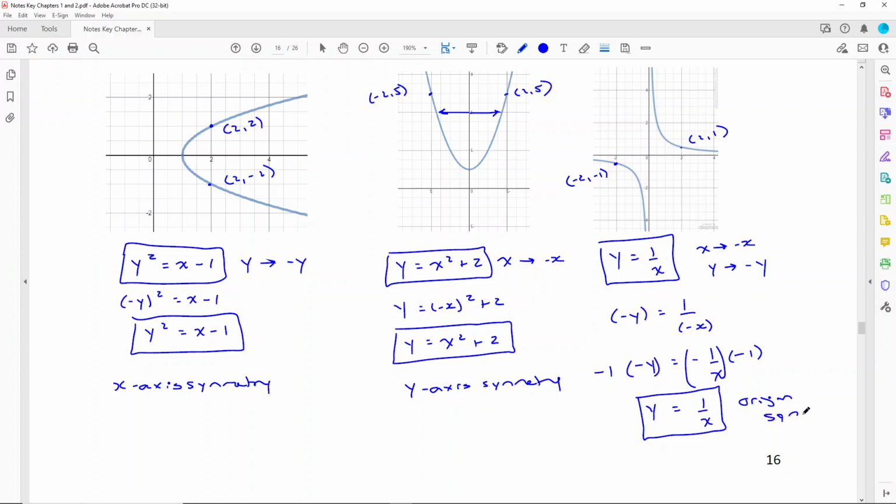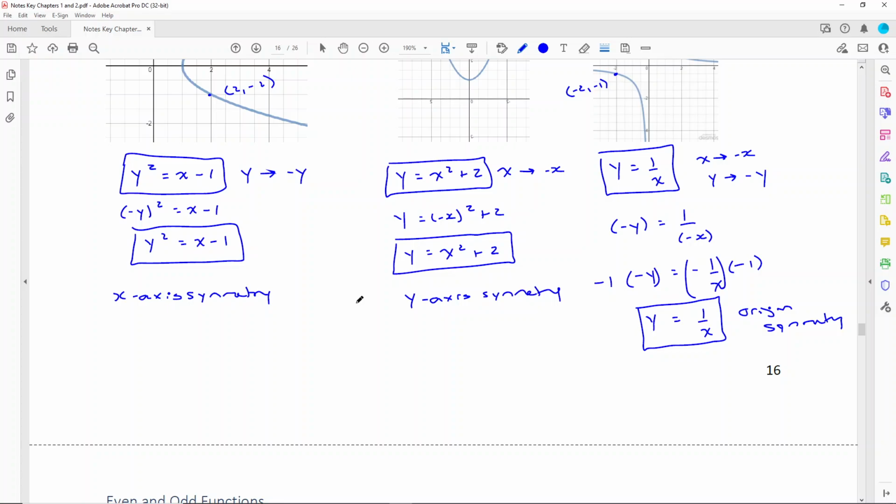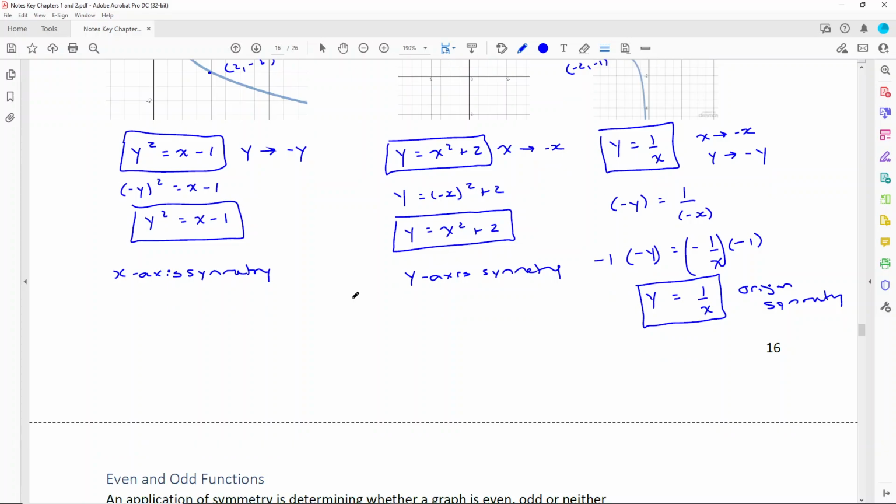But you'll notice that these ones don't have the others. Like this one doesn't have y-axis symmetry or x-axis symmetry. Like if I replaced y with -y, it wouldn't work. So only these three tests are going to work with these three equations. All right, so go and test for some symmetry in your notes.